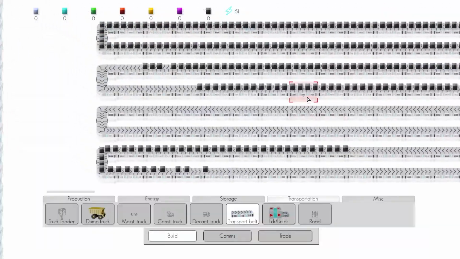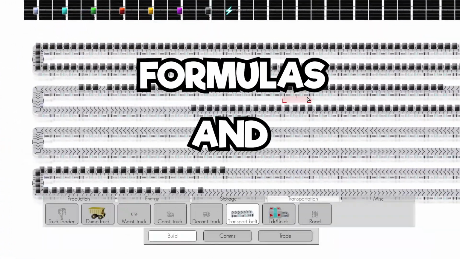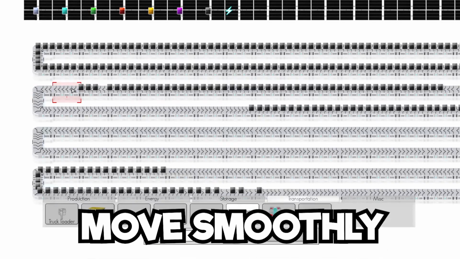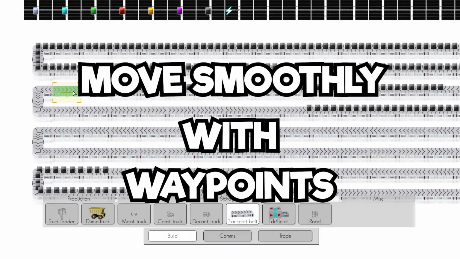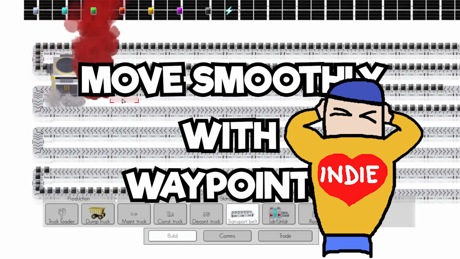I shared in my previous video about movement by using formulas and delta time. Let me explain today why moving smoothly through defined paths or waypoints can be very challenging after the intro.